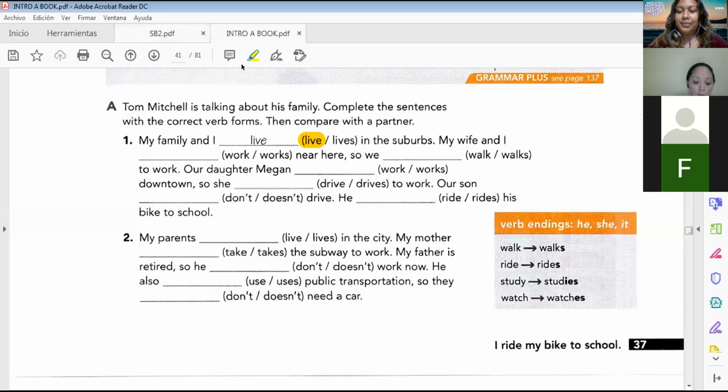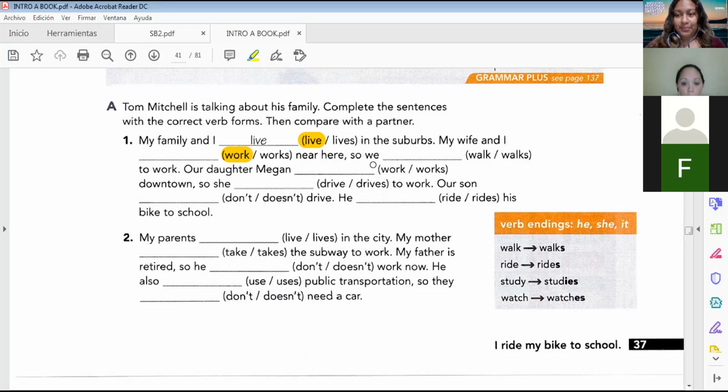Okay, let's see. Claudia, help me read line number two. My wife and I work near here. My wife and I, two people, plural. So work is the right answer. Work near here. It's like saying we, right? Okay, let's continue.